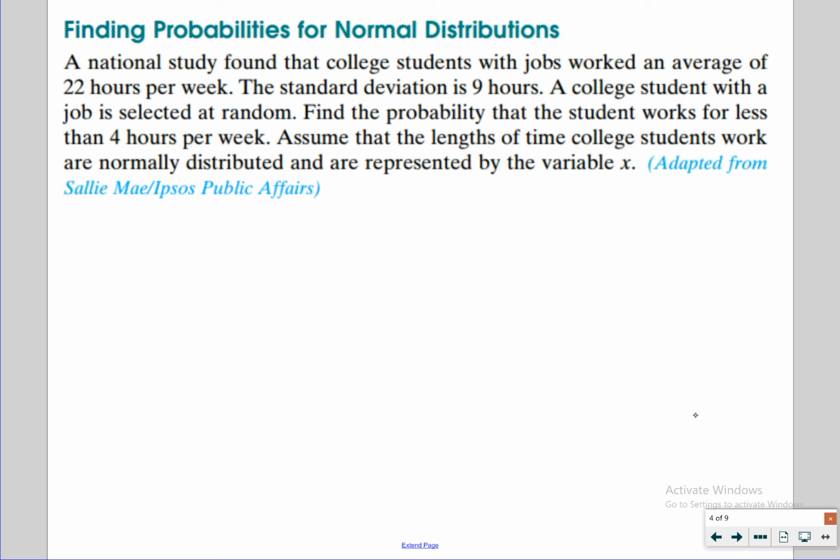First thing I'm going to do is label what I'm given. We were given an average, so that's a mean: 22, and everything's hours per week here. And the standard deviation was 9 hours per week. We are finding the probability that the student we're selecting, x, works less than 4 hours. It also tells us that it's normally distributed.